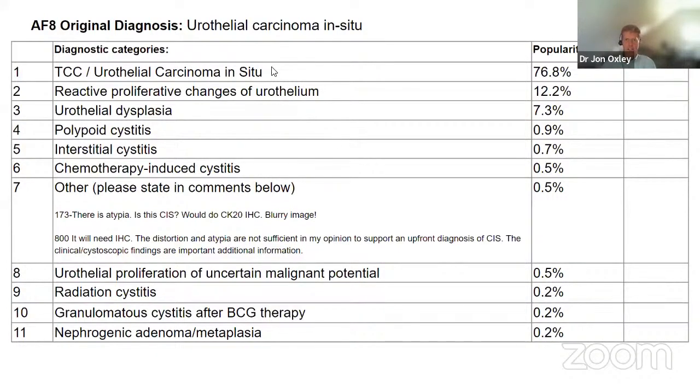But it was clearly a case of CIS. Clearly, when I say clearly, to me we've got urothelial dysplasia. I think the people who were pushed if they'd seen a CK20 may have gone up to CIS. Polypoid cystitis, interstitial cystitis, chemotherapy cystitis. We've got atypia, another atypia, urothelial proliferation of uncertain malignant potential, radiation cystitis. We weren't told of a history of radiation, granulomatous, and nephrogenic metaplasia.